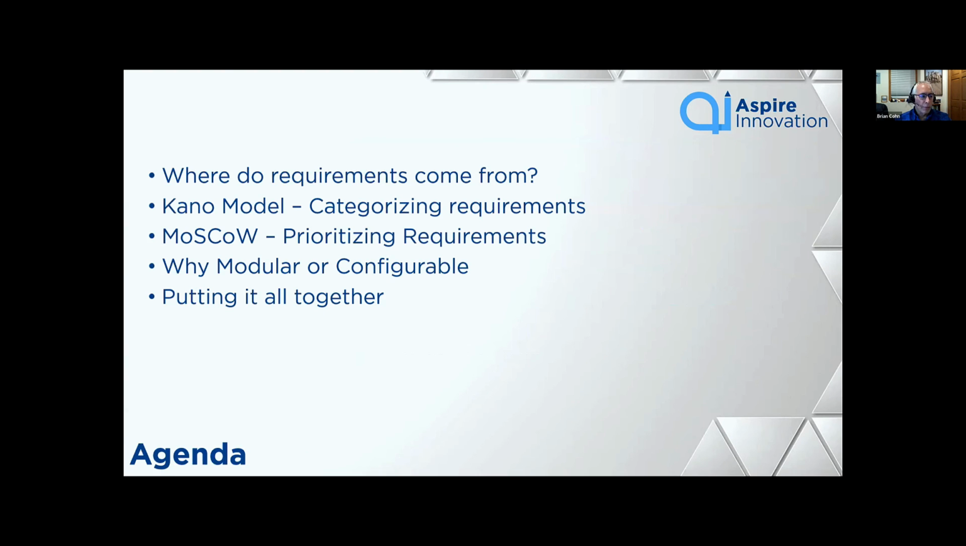And we're going to go through 5 elements here. Where in the world the requirements come from. We've probably had lots of talks, lots of experience with that. A little bit about this Kano Model, which tells us how to categorize requirements. MoSCoW, which really helps us prioritize, and then what happens when products are modular or configurable, because that can throw some huge monkey wrenches into the adventure.